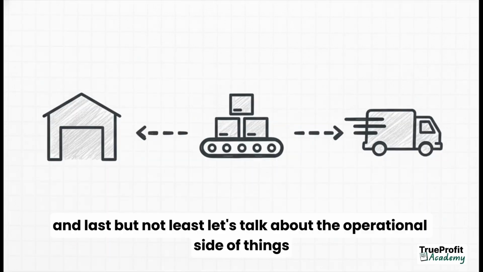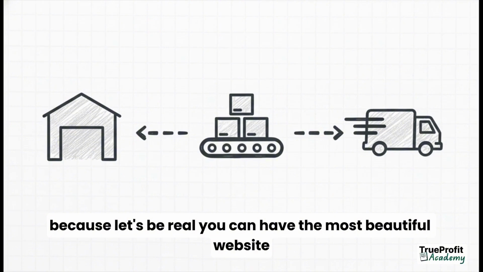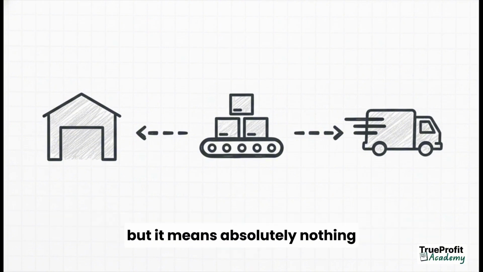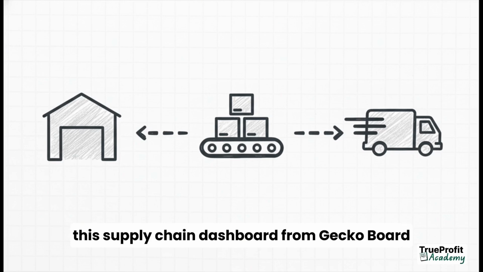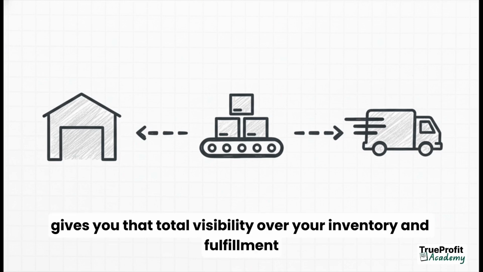And last but not least, let's talk about the operational side of things. Because let's be real, you could have the most beautiful website and the best marketing in the world, but it means absolutely nothing if you can't get your product to the customer. This supply chain dashboard from Gecko Board gives you that total visibility over your inventory and fulfillment.